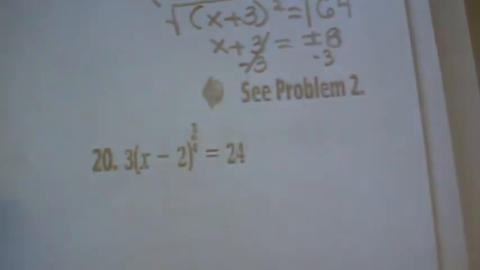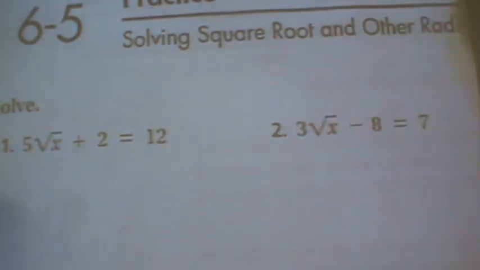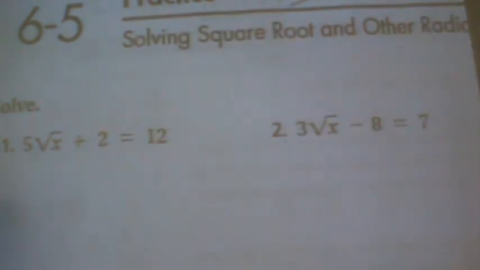Now tomorrow, we're gonna do more of those kind of problems, but for today, I just want you to get good at 6-5, 1 through 12. So just do 6-5, 1 through 12 on this page. This is your homework right here. What's the homework, you guys? 1 through 12.